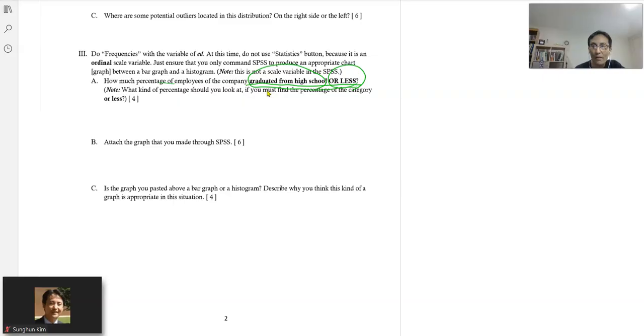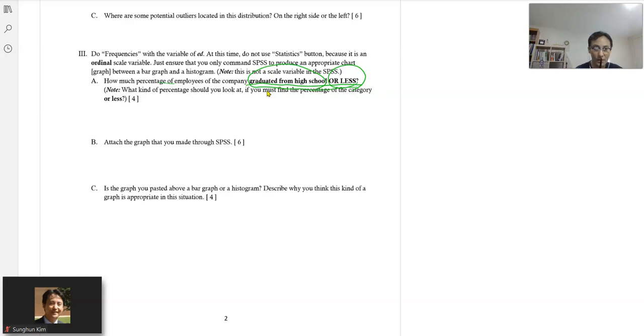Now, attach the graph you drew. You just copy and paste it here, and then you can resize it easily. It is a picture, an image kind of source, so you can resize that easily. Now, is that graph a bar graph or a histogram? What did you draw? What did you draw? Right? It should follow the idea.